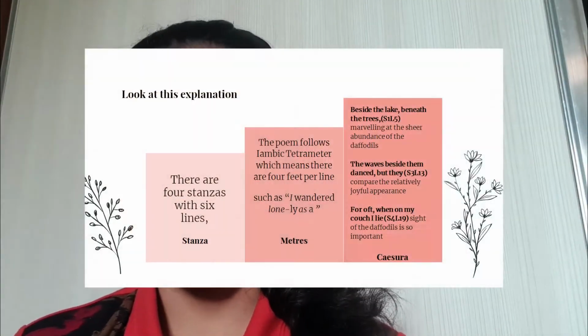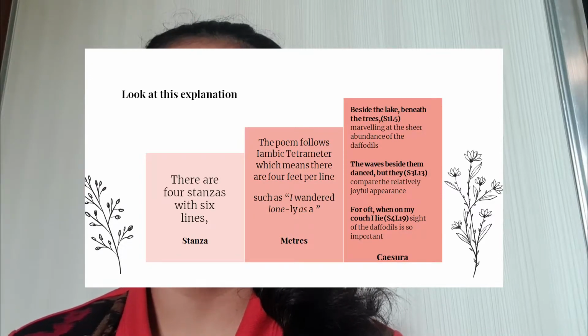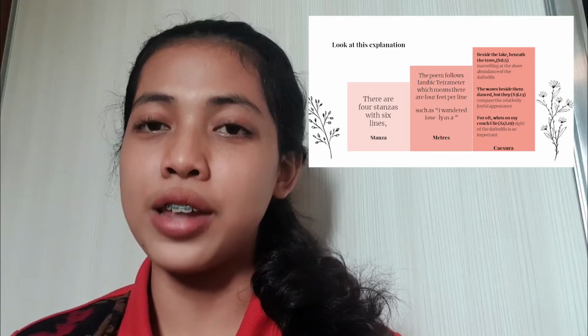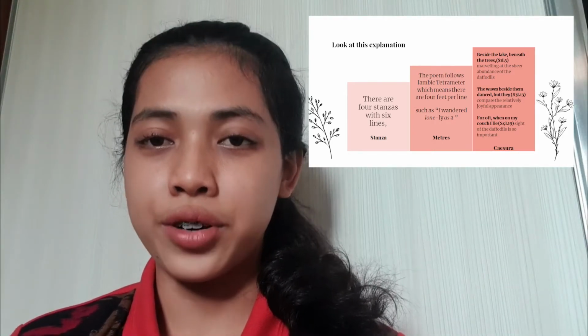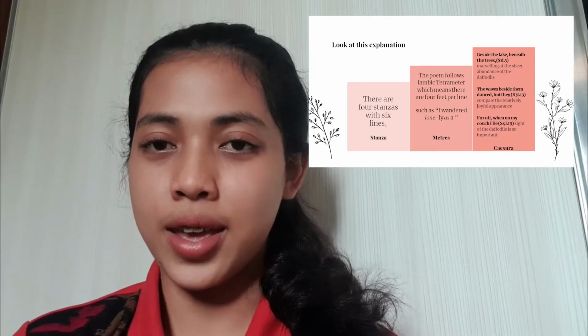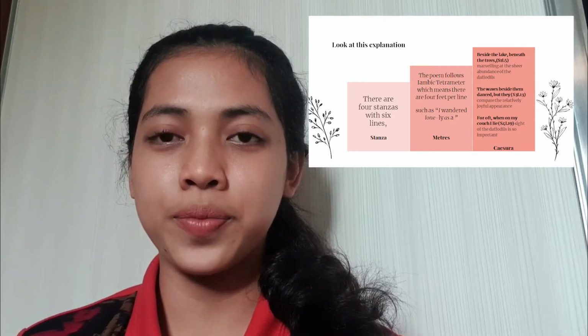Well, now I would like to tell you about stanza. There are 4 stanzas with 6 lines in each stanza. It has the same number of lines in each stanza, a regular structure and a regular rhyme pattern, A B C C. It contains 6 lines for each stanza.